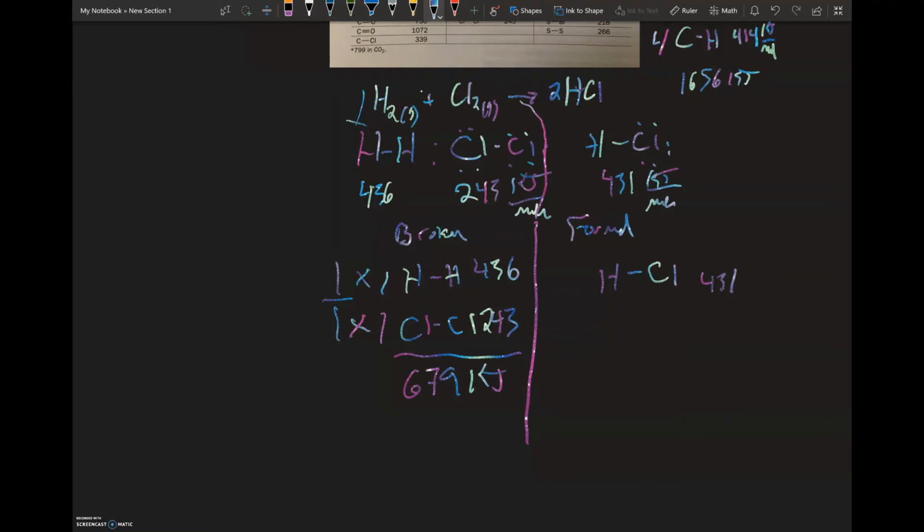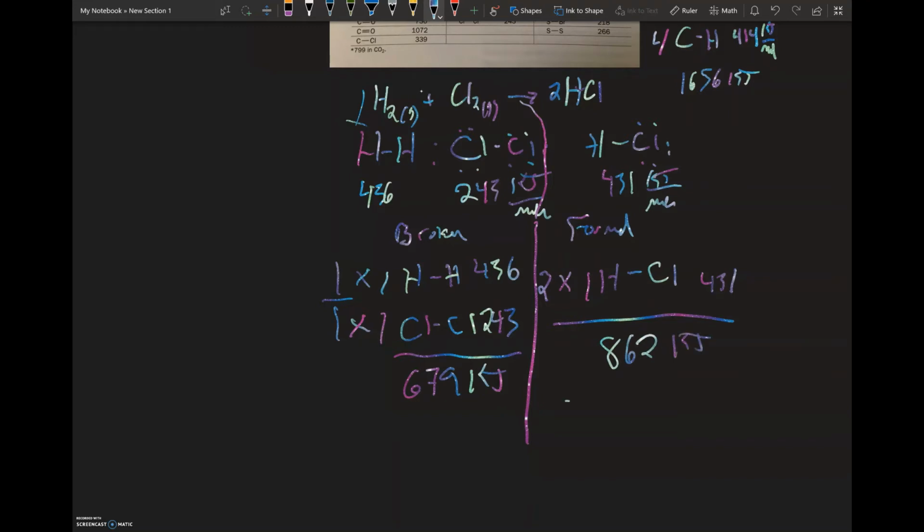Now there is one bond in that structure, but there's two molecules of HCl, so you have to multiply 2 times 1 times 431. So that gives me a value of 862 kilojoules.